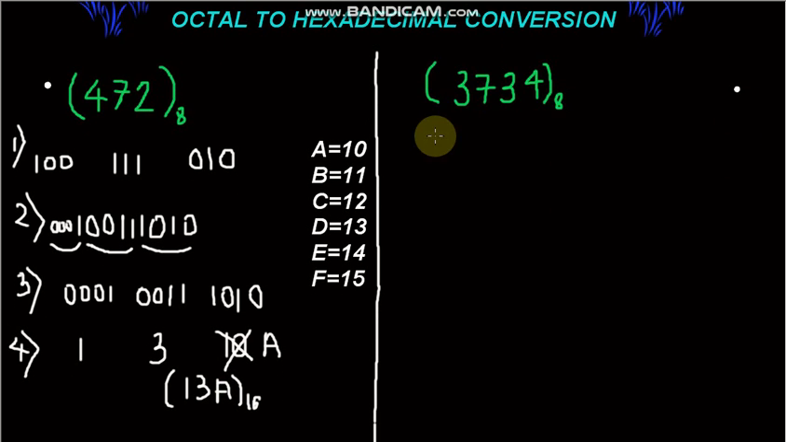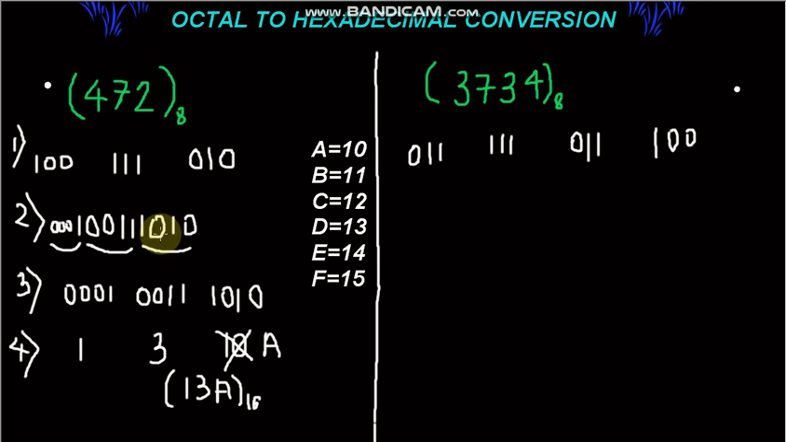Now let's take another example, the second example, 3734. Oh, it is so simple. What we have to do is write down the 3-bit binary equivalent of the individual digits. So the binary equivalent of 3 is 011, that of 7 is 111, again 3 is 011, and 4 is 100.